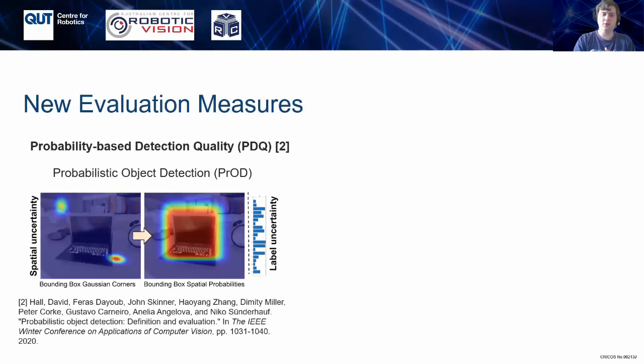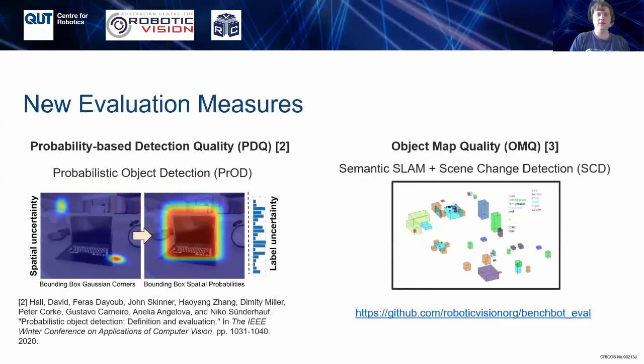So within our research, we have ended up creating two evaluation measures, one for probabilistic object detection, called the probability-based detection quality, or PDQ, and one for scene understanding, specifically semantic SLAM and scene change detection, the evaluation measure being object map quality, or OMQ. Now, OMQ is very much just a refurbished version of PDQ, but for a different setting.